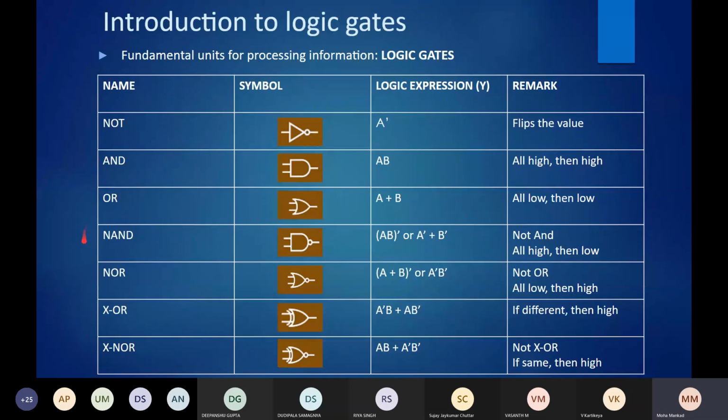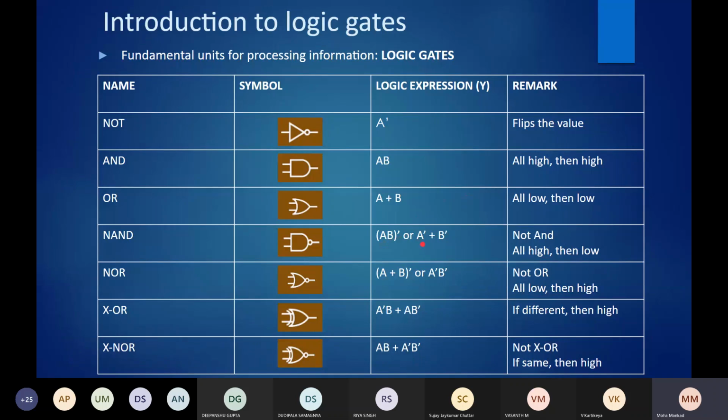Next is the NAND gate. As you can think from the name, not AND. It means it will give totally inverse values of what an AND gate would give. So it's a NOT gate placed in front of an AND gate. The remark is: all high then low. What was the remark for AND? All high then high. So here it's totally reverse, all high then low.